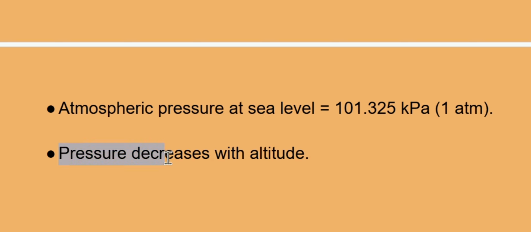Because pressure decreases with altitude. So the higher you go up above sea level, let's say in the mountains, the less pressure there will be. That's also why your ears pop when you go up and down in an aeroplane, because of the difference in pressure between sea level and going high in the atmosphere.